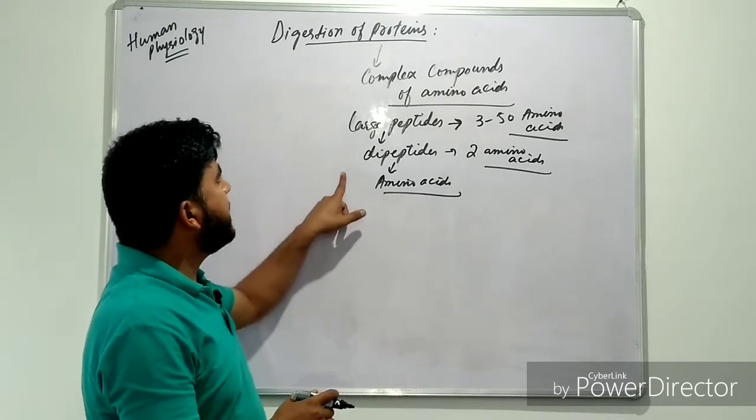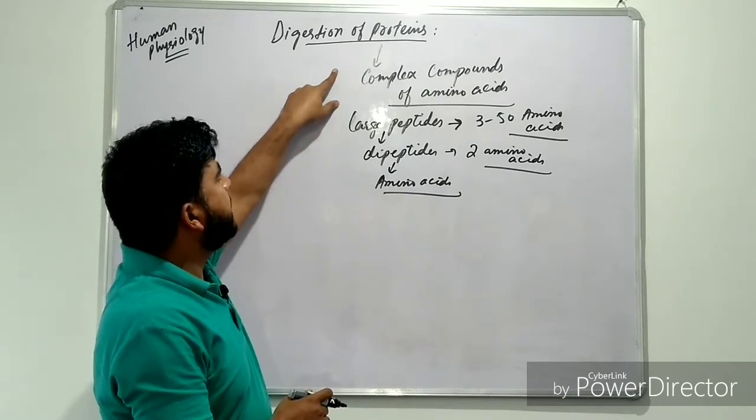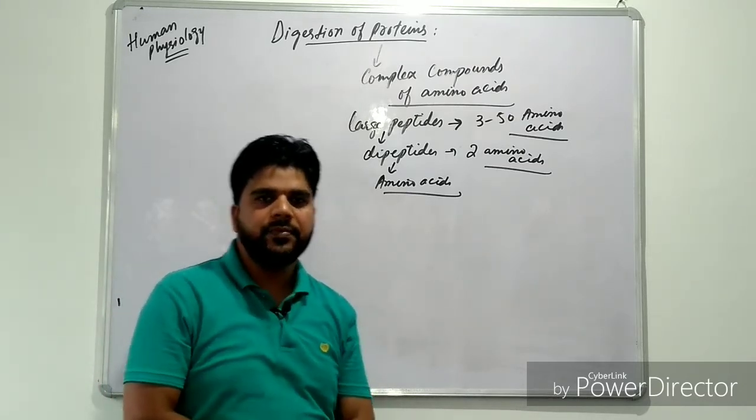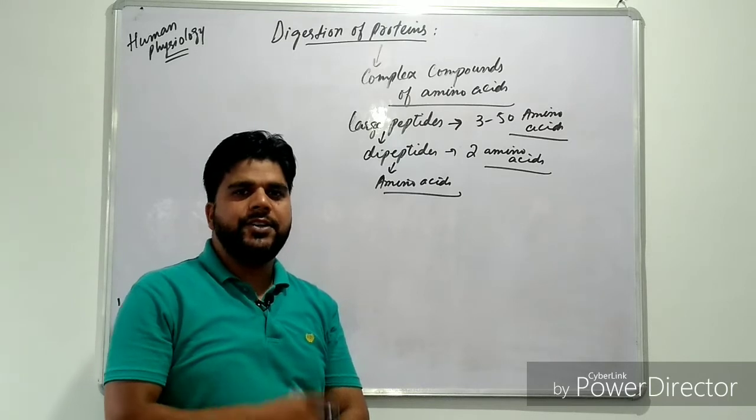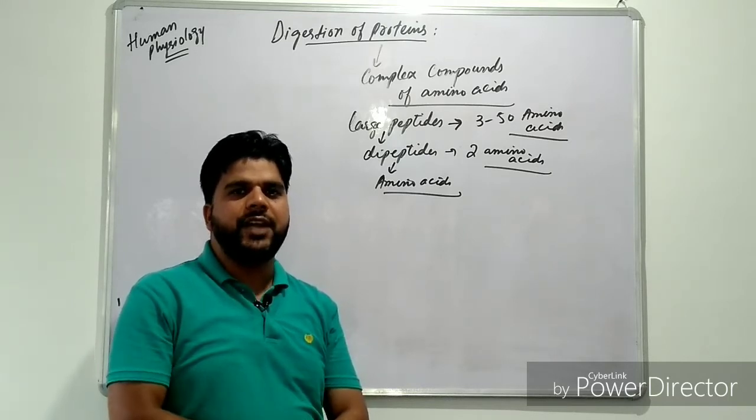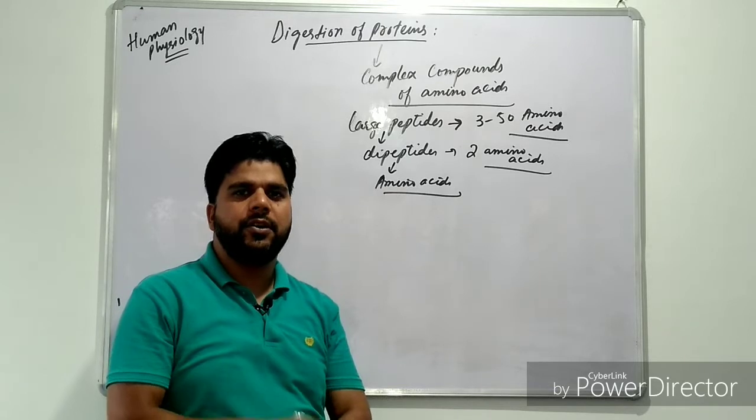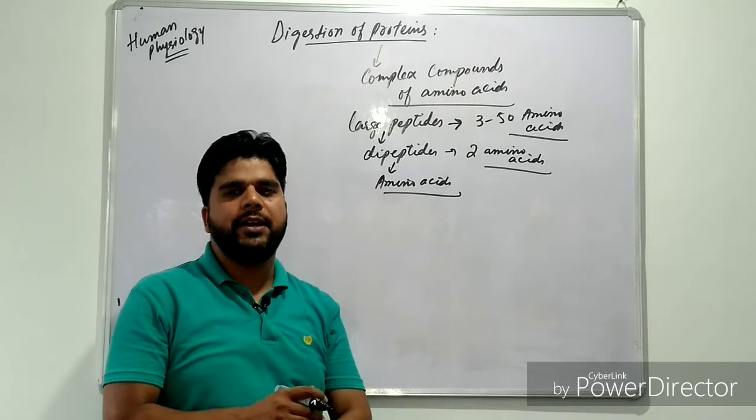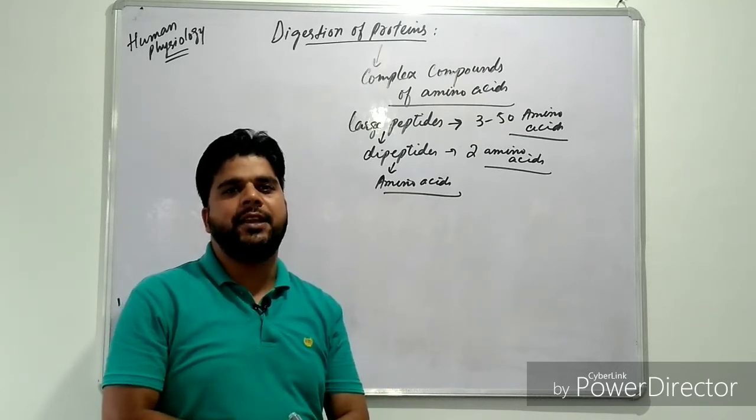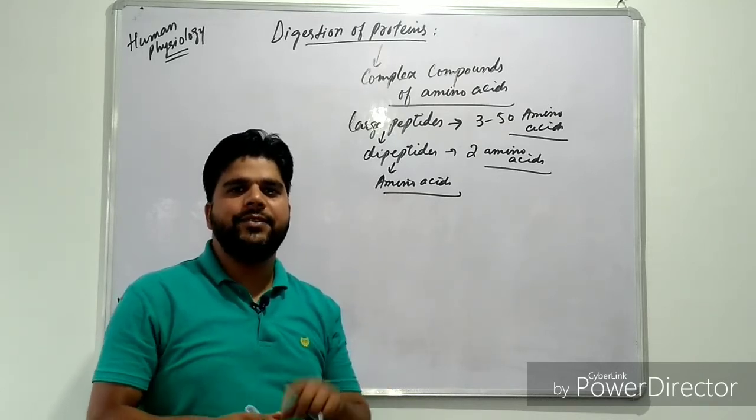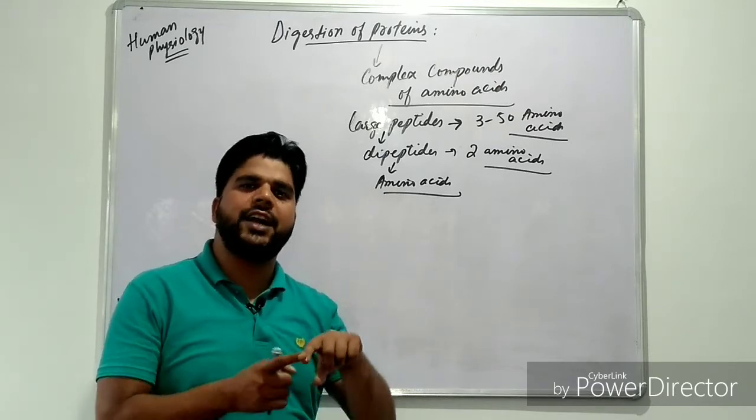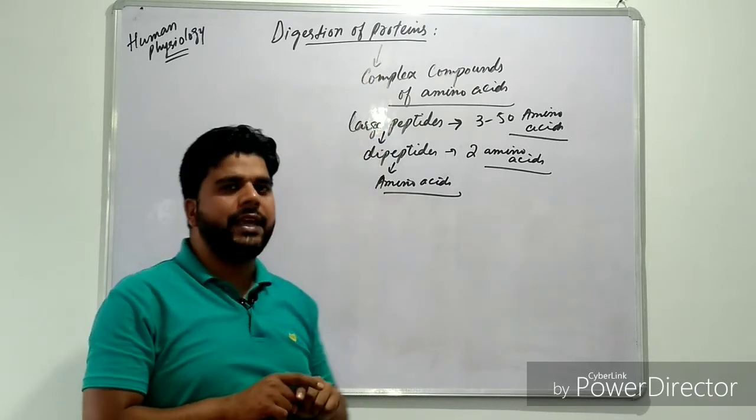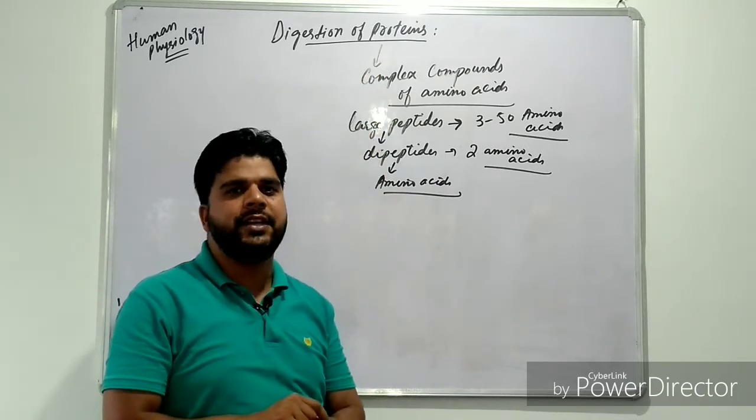So let us see how exactly the digestion of protein starts in our digestive system, in our body. First of all, when we take the protein-rich diet in our mouth, in our oral cavity, there is no digestion of protein in the oral cavity. Why? Because there is no protein digesting enzyme in our oral cavity. In the previous lecture, we had seen the digestion of the carbohydrates started from the oral cavity. But the digestion of protein does not take place in the oral cavity because there is no protein digesting enzyme.